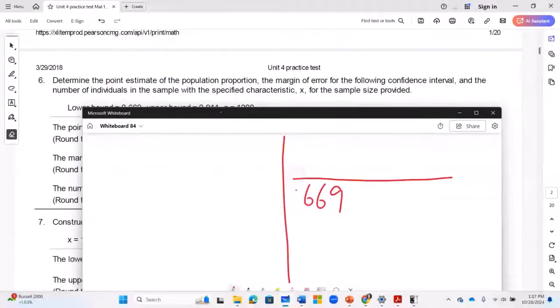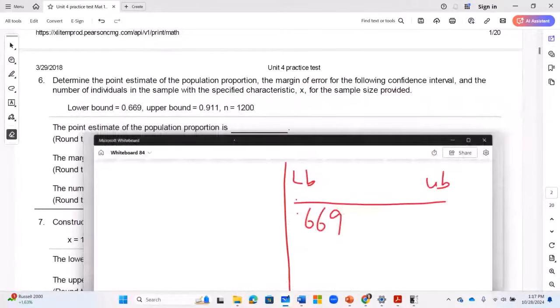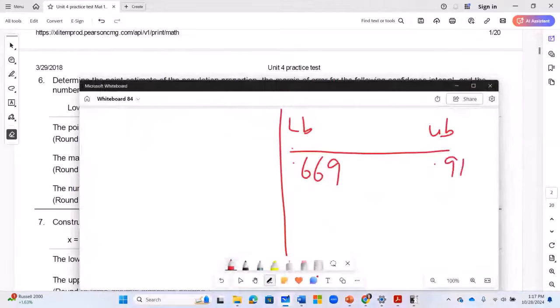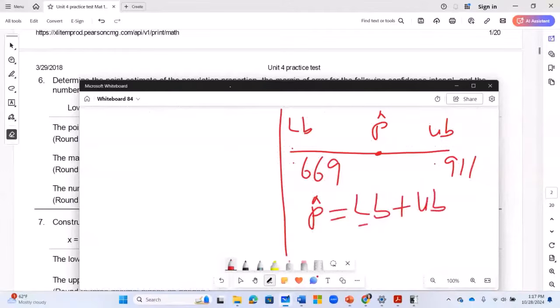Lower bound. The upper bound is 0.911. The midpoint is p hat, the point estimate. If I want to find p hat, it is always equal to the lower bound plus the upper bound divided by 2. So I put it in my calculator: the upper bound plus the lower bound divided by 2.